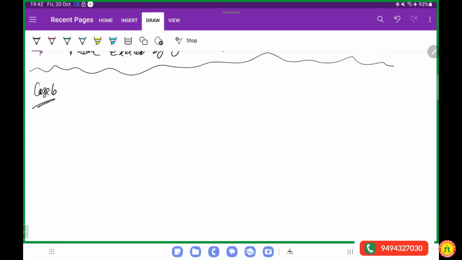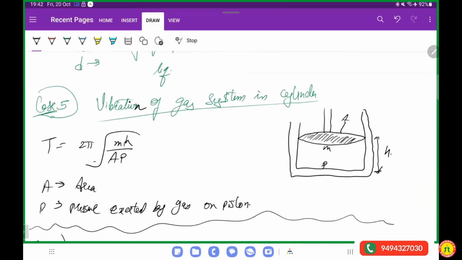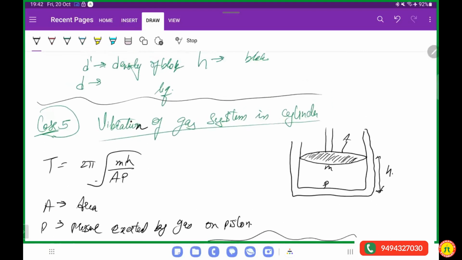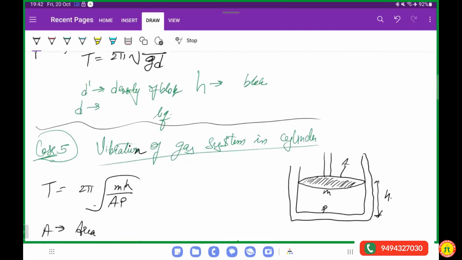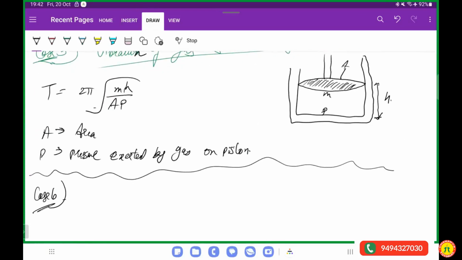Case 6. We'll see some small cases. These are also important. Actually, they haven't asked all these cases, but still we should know. Instead of deriving and getting the values, it is better you just remember how to get it.